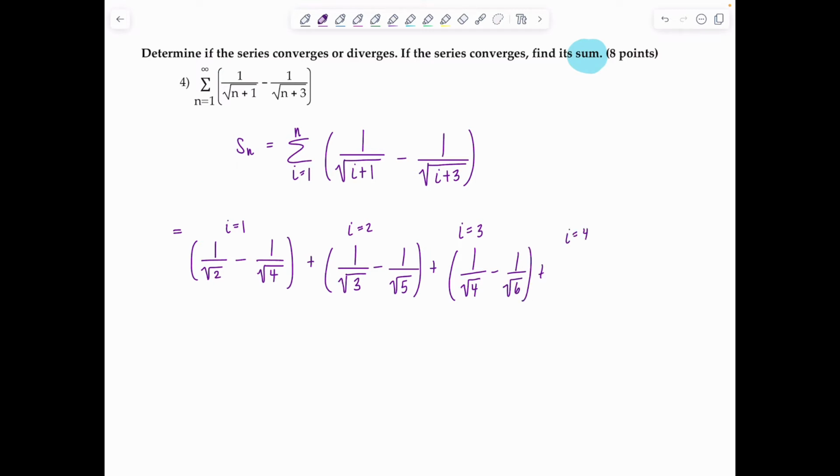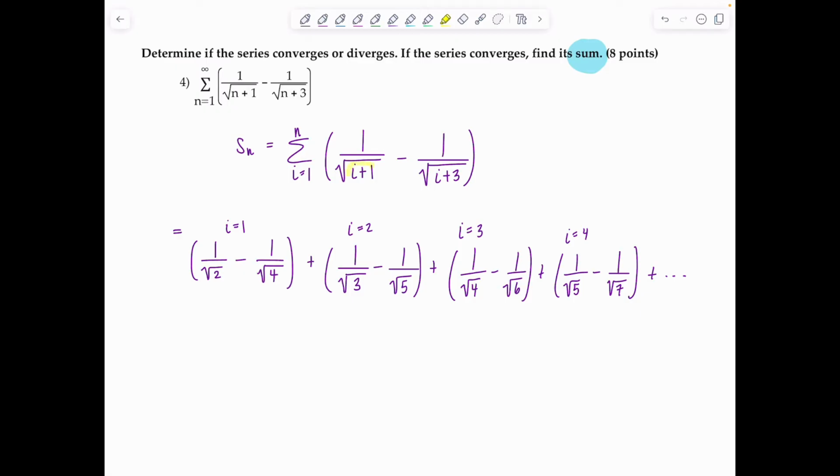Let's move on. i equals 3: 1 over rad 4 minus 1 over rad 6. i equals 4: now I have 1 over rad 5 minus 1 over rad 4 plus 3, 7, rad 7. Okay, plus dot, dot, dot. I feel good with this many, and I'm going to give you a life-changing tip. Are you ready for it?